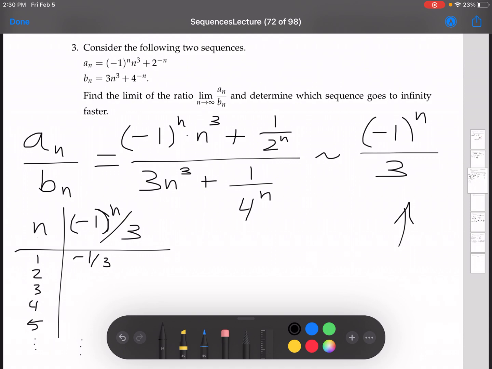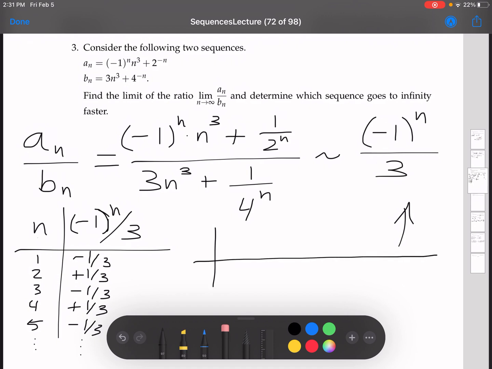Negative 1 squared is positive 1, so this is going to be positive 1/3. And you can see to an odd power, you get negative 1/3. To an even power, you get positive 1/3. And that goes on and on and on like that forever and ever.